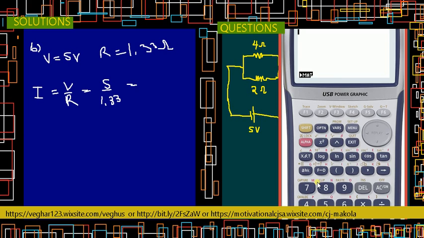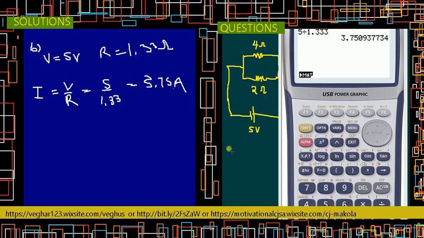So we have 5 divided by 1.33, which is 3.75 amperes. So this is the current.